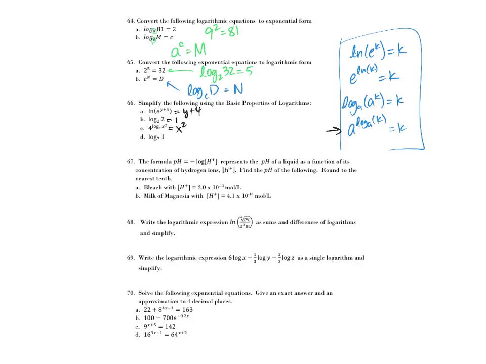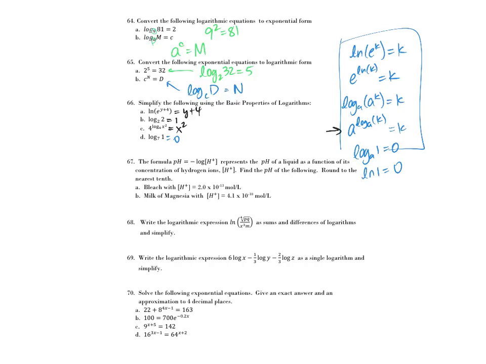And log base 7 of 1. Oh, so I didn't put that as a basic property. So log base a of 1 is always 0, because a to the 0 is always 1. Anything raised to the 0 power is 1. And also natural log of 1 is 0. So this is 0.